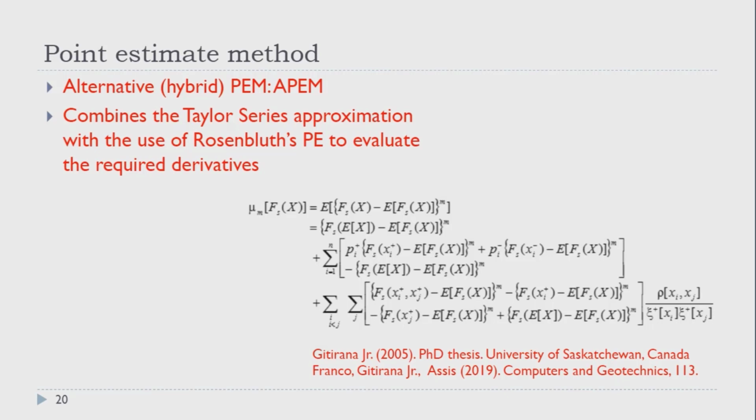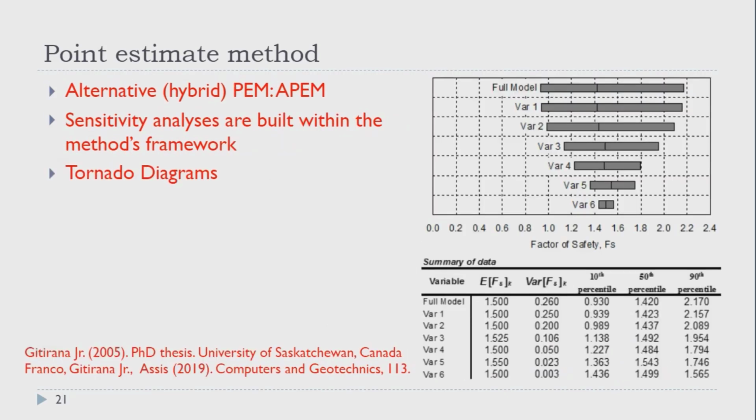So it's a hybrid method, let's say, that combines both concepts. One interesting thing about the APEM is that the very same points that we use to calculate the factor of safety and then to calculate the probability of failure, well, those same points can be used to establish what we call a tornado diagram. A tornado diagram shows the impact of the variability of each input variable on the variability of the factor of safety.